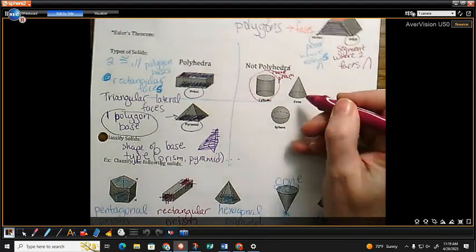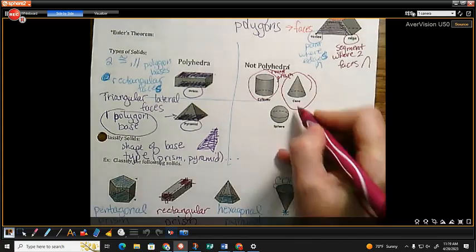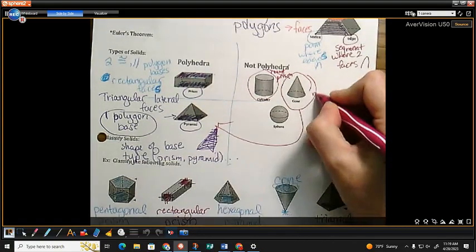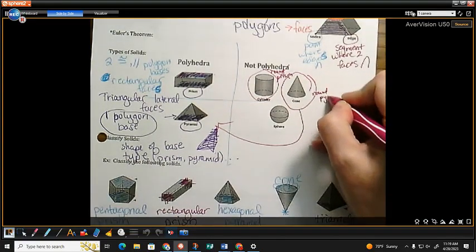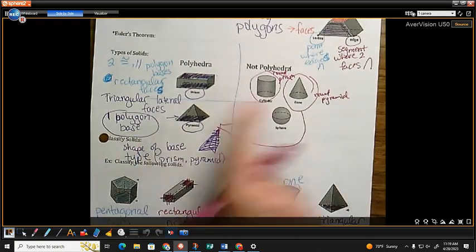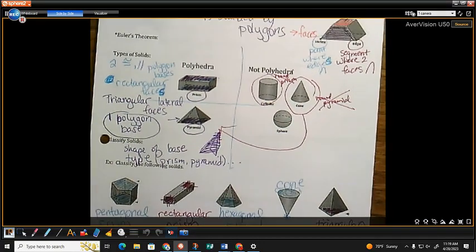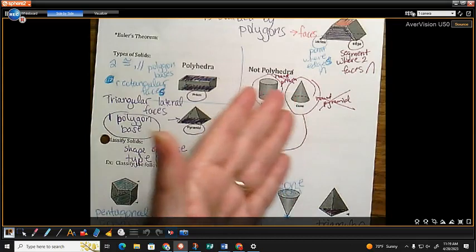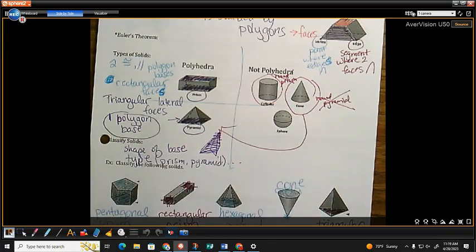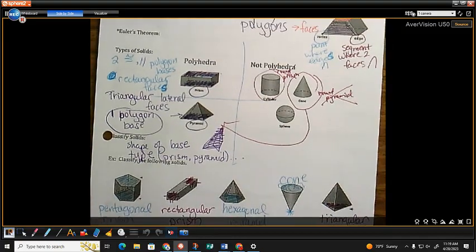Okay? What is a cone the most like? It's most like a pyramid. It's like a round pyramid. But again, pyramids have to be made out of polygons. Is a circle a polygon? No. So you can't call it that. You call it a cone, but it acts just like a pyramid. And then we've got the sphere, and we're going to ignore him for a bit. Okay?